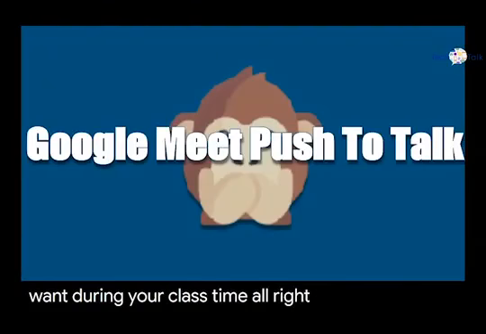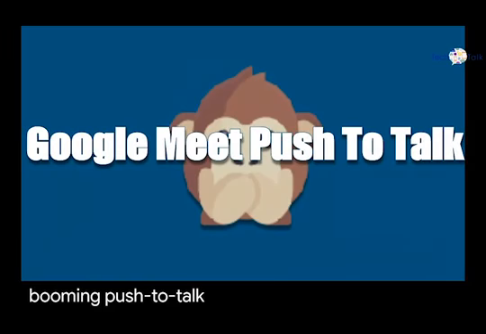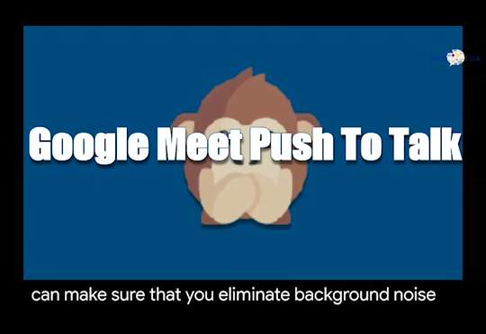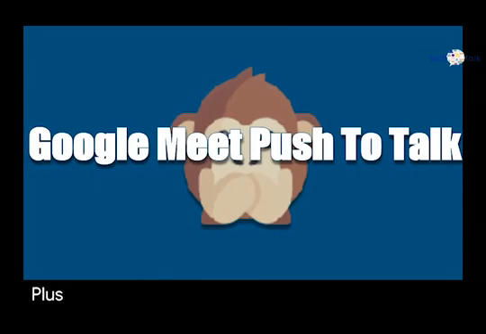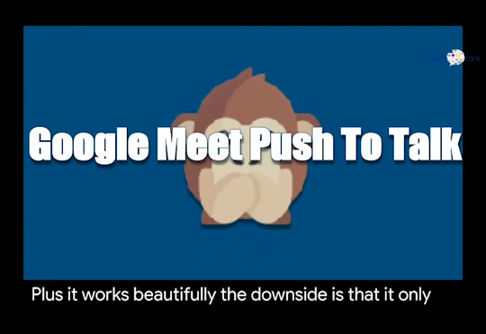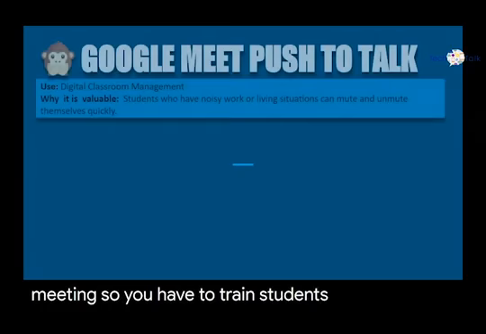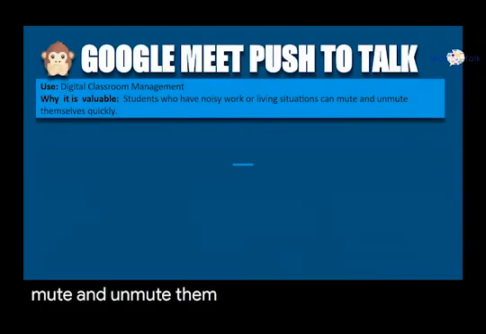All right. The next one is Google Meet Push to Talk. Google Meet Push to Talk allows you to quickly mute and unmute yourself during a class. With this extension, you can make sure that you eliminate background noise. Plus, it works beautifully. The downside is that it only works if students know how to mute themselves. You can't mute students before they're going into a meeting. So you have to train students on how to mute and unmute themselves.